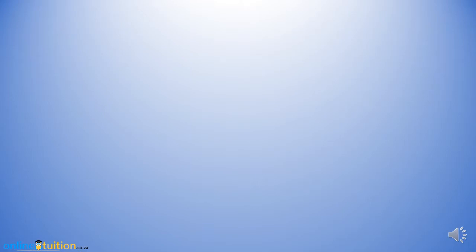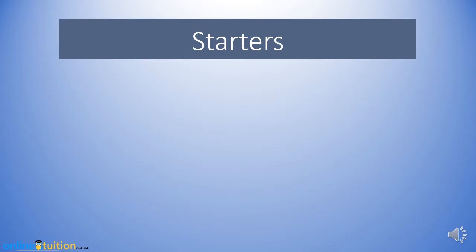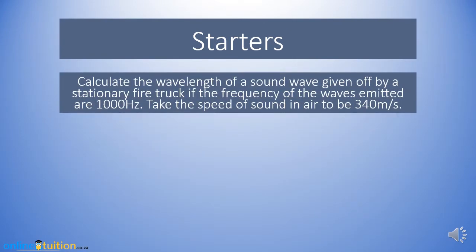Right, so just for a little warm-up exercise, we're going to introduce you to something very, very simple, and then we'll move on to the more difficult stuff. So here we go. Calculate the wavelength of a sound wave given off by a stationary fire truck, if the frequency of the waves emitted is 1,000 hertz. Take the speed of sound in air to be 340 meters per second. You've got to be very, very careful with words here.